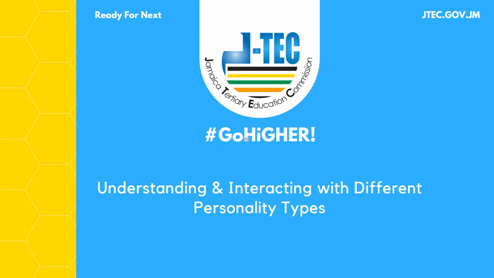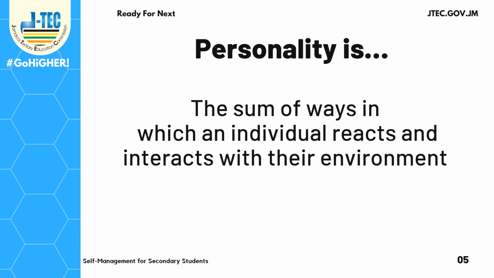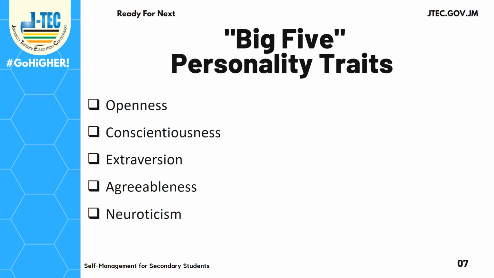Understanding and interacting with different personality types. What is personality? Personality is the sum of ways in which an individual reacts and interacts with the environment. Personality determinants: heredity, physical environment, situation, culture. Big 5 personality traits: openness, conscientiousness, extroversion, agreeableness, neuroticism.